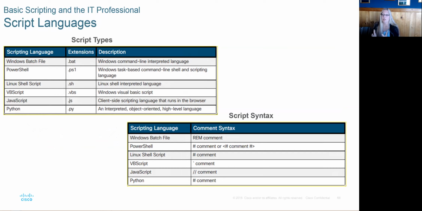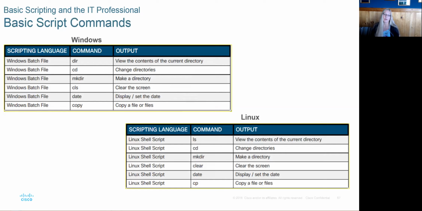So with different scripted languages, sometimes you can tell by the extension, right? A Windows batch file is a .bat, a PowerShell is .ps1, a Linux shell script would be .sh, a VB script would be .vbs, a JavaScript would be .js, Python would be .py. So be familiar with those things. It is imperative that you develop a programming knowledge, and don't just stick with just one thing.